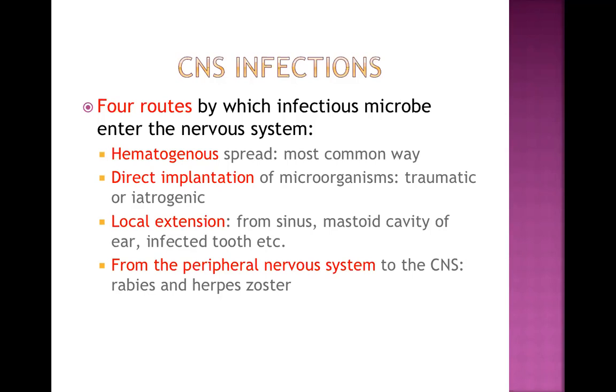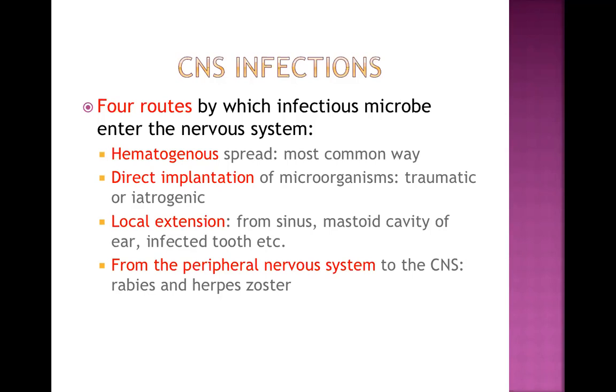The second route is direct implantation of microorganisms, which may be by trauma or iatrogenic. Iatrogenic means doctor induced, and that is mainly by surgery. The third one is local extension from the sinus, mastoid cavity of the ear, and infected tooth, which are very nearby structures. The sinuses means paranasal sinuses. They may be the frontal, maxillary, ethmoidal or sphenoid sinus. But the common ones are frontal and maxillary.